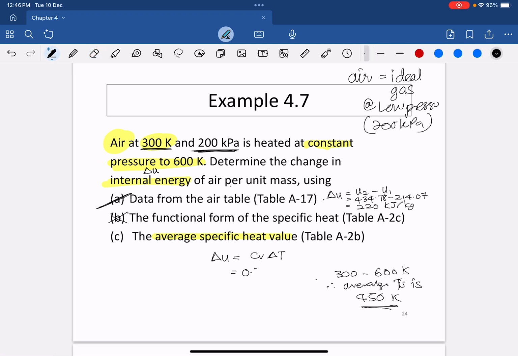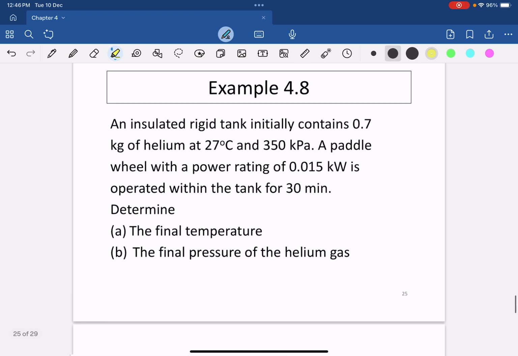Cv is 0.733 kilojoule per kilogram Kelvin times 300 Kelvin temperature difference, and that gives 200.9 kilojoule per kilogram. So this value is almost similar using these two methods. Okay, that is example 4.7. Now example 4.8.